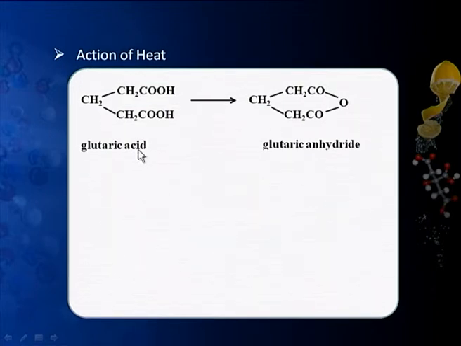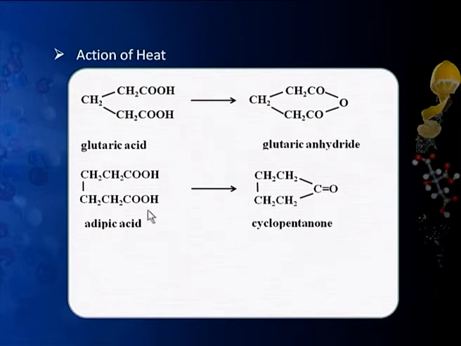And similarly, a 5 carbon acid, glutaric acid, on heating also loses a water molecule to give glutaric anhydride, which means we obtain a cyclic 6-membered anhydride in this case. Then for carboxylic acids larger than this, when there are 4 intervening carbon atoms like in adipic acid, on heating at very high temperature they again eliminate a water molecule and we get cyclic ketones.